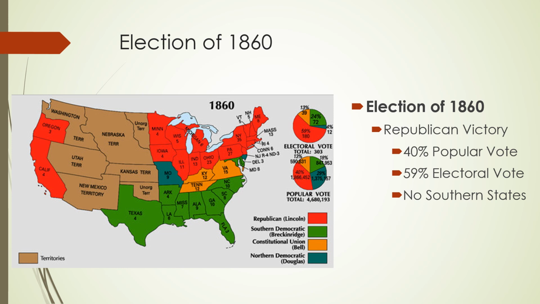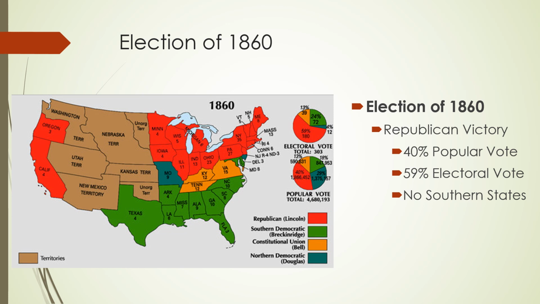And remember, the Electoral College is based on population. It's representation based on population. The more people live in your state, the more electors you have. And we've already seen how that favors the North because of the immigration. So a lot of Southerners would look at this map and say, something's not right here. Something's wrong. How did Lincoln win the election?